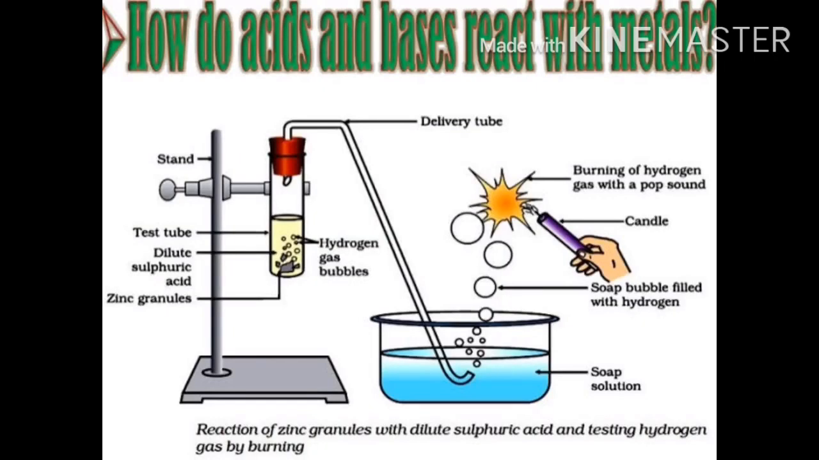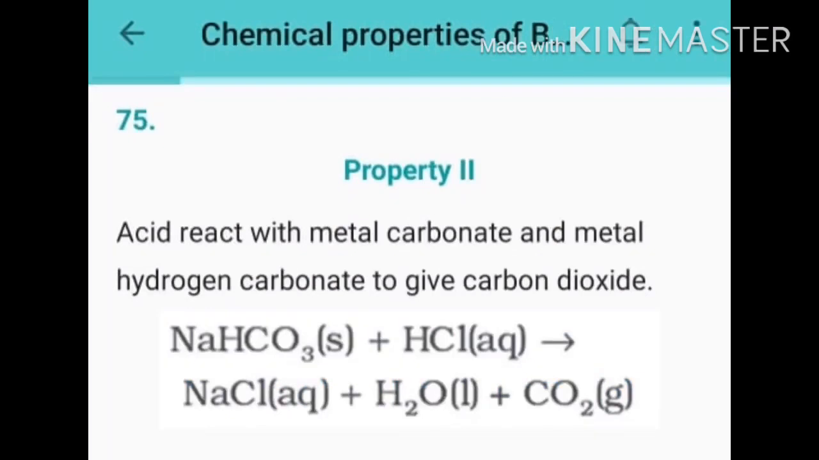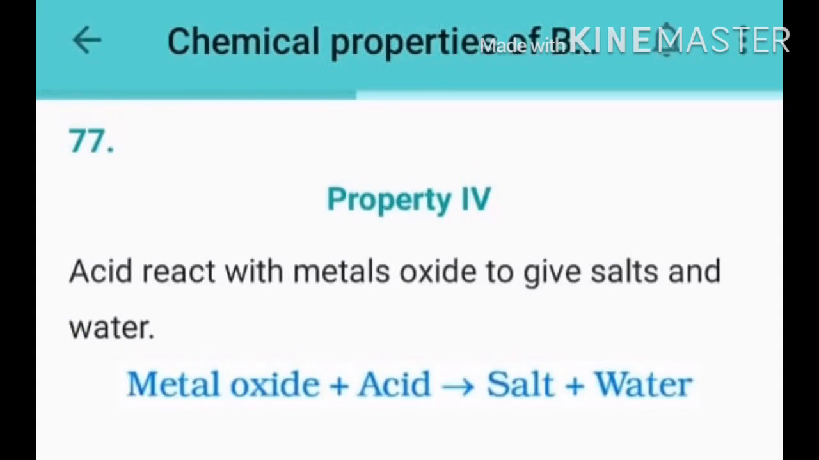Chemical properties of acids. Acids react with active metals to give hydrogen gas. Acids react with metal carbonates and metal hydrogencarbonates to give carbon dioxide gas. Acids react with bases to give salt and water. This reaction is called a neutralization reaction. Acids also react with metal oxides to give salts and water.